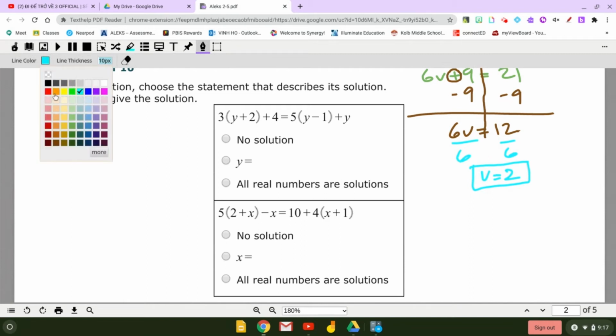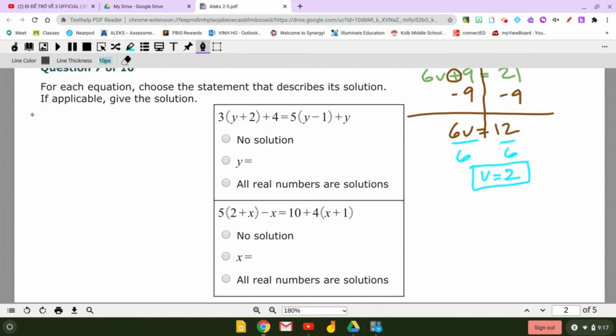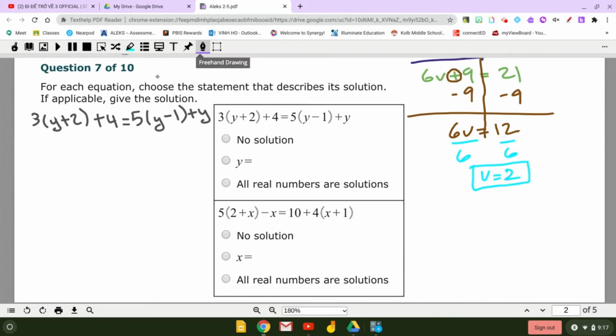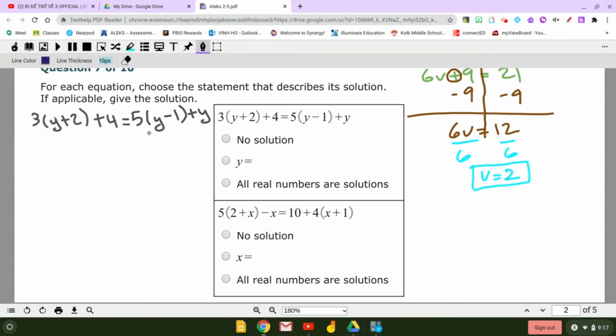Now we're going to look at two other possible answers. We're going to look at the first problem, part A. 3 times (y plus 2) plus 4 equals 5 times (y minus 1) plus y. Sorry, it's kind of a lot there. So step 1, what do we have to do? Draw the line, right? Step 2, we distribute the parentheses. Distribute 3 into the parentheses and 5 into the parentheses. So we have 3y plus 6 plus 4 equals 5y minus 5 plus y.